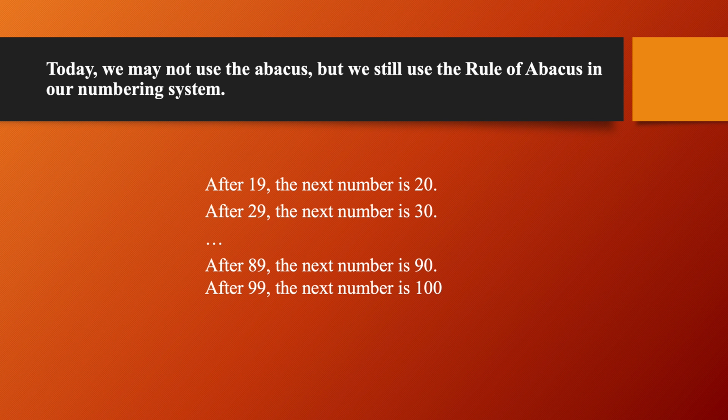Today, we may not use the abacus, but we still use the rule of abacus in our numbering system. For example, after 19, the next number is 20. After 29, the next number is 30, and so on. And we get after 89, the next number is 90. And after 99, the next number is 100. At 99, we have to use the rule of abacus twice to get to the number 100.